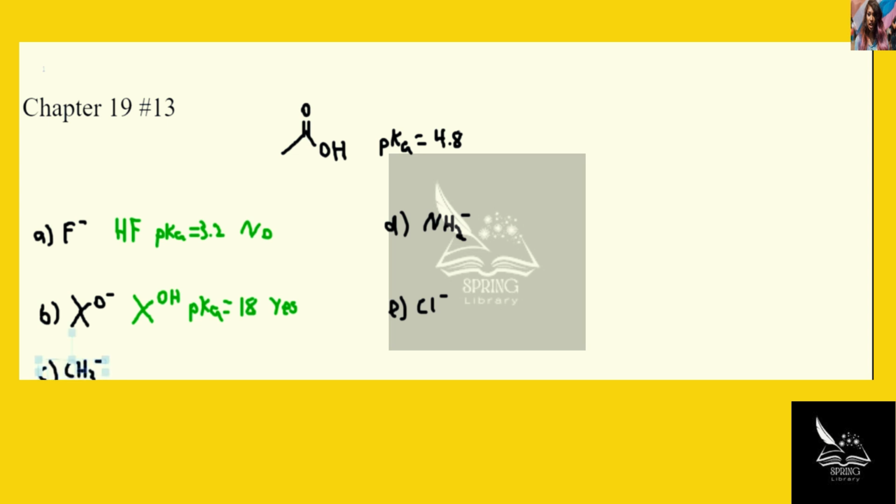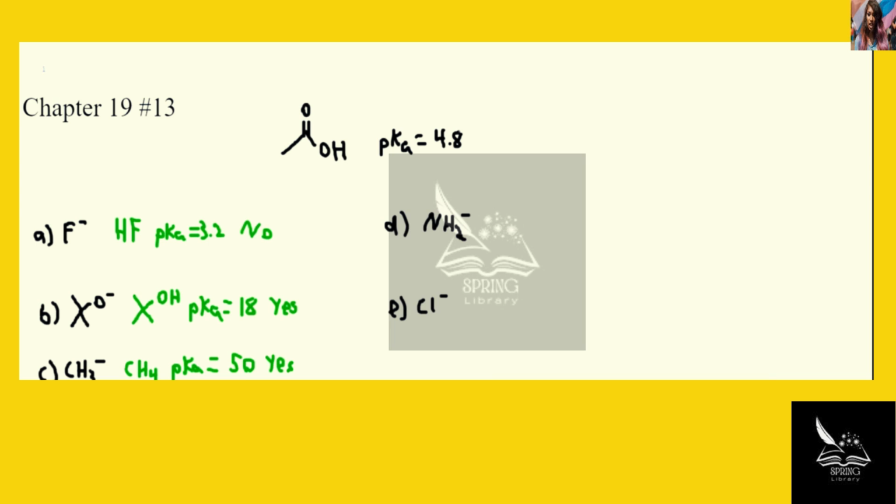Okay. So we have this deprotonated methyl group here for C. The conjugate acid of that is just going to be methane. And the pKa of methane is 50, which is quite large. And so, yes, that's strong enough to deprotonate acetic acid.